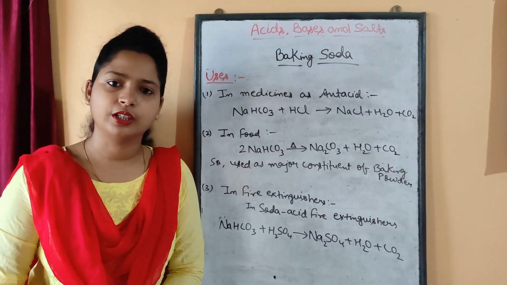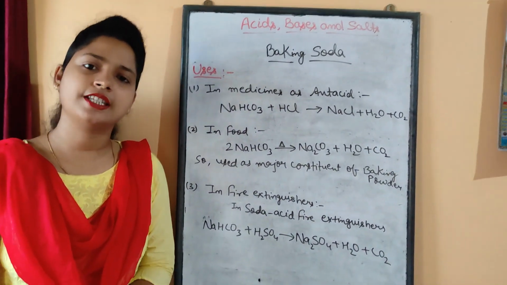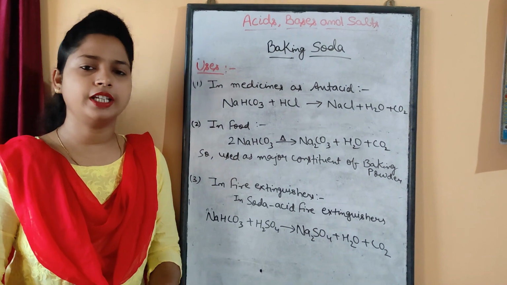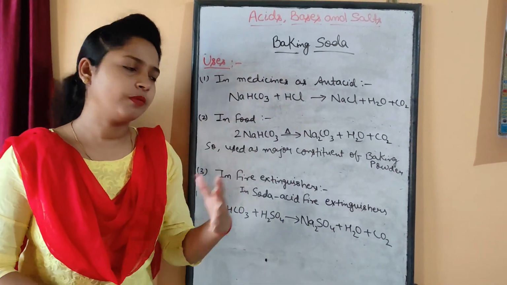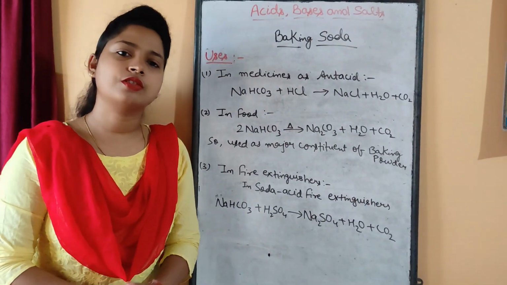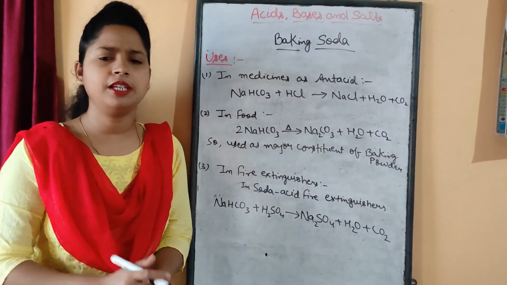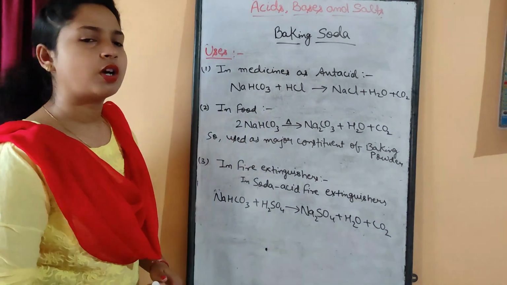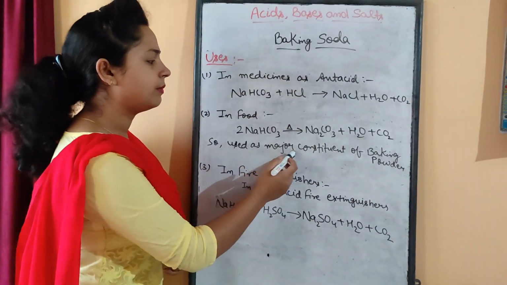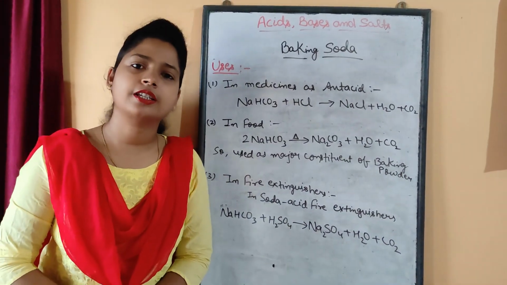Second is in food. Already we have seen in the properties that when baking soda is heated, it releases CO2 gas. Since it releases CO2 gas, it creates holes in the food, and by those holes, the food products become fluffy. That's why this is used in making idli, dosa, or various bakery products and many more. So due to this action of baking soda by heat, it is used as a major constituent of baking powder.